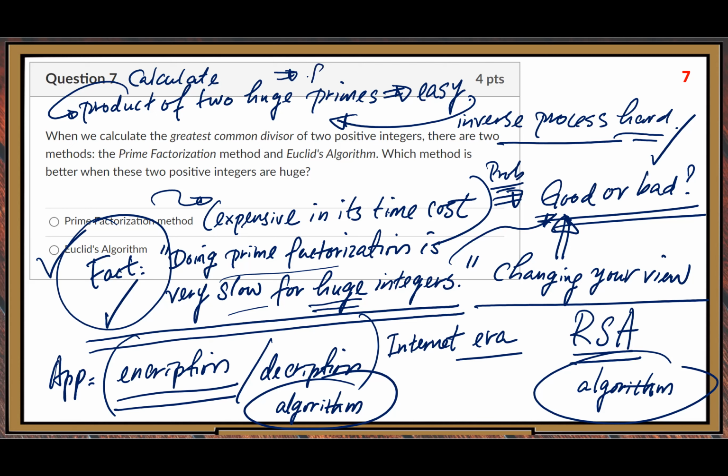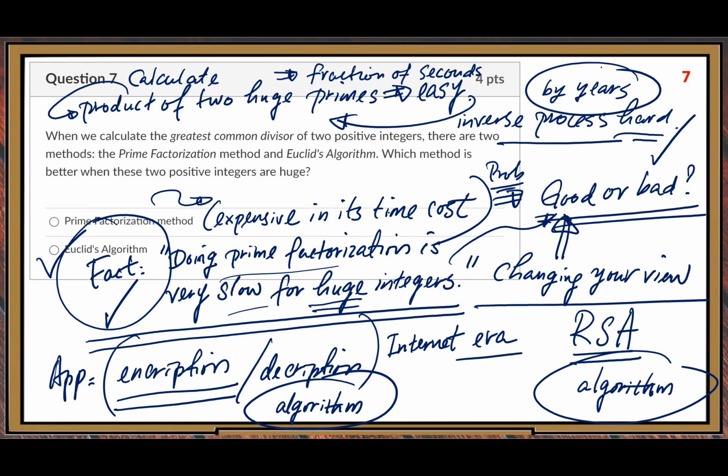By, let's say, fraction of seconds. Because to do this product by a normal computer, it just takes fraction of seconds. But the inverse process takes years, even for a supercomputer. That property is very useful.